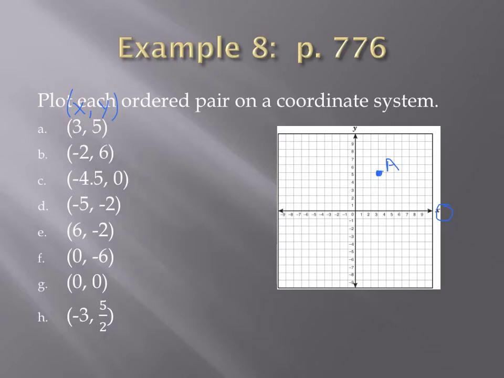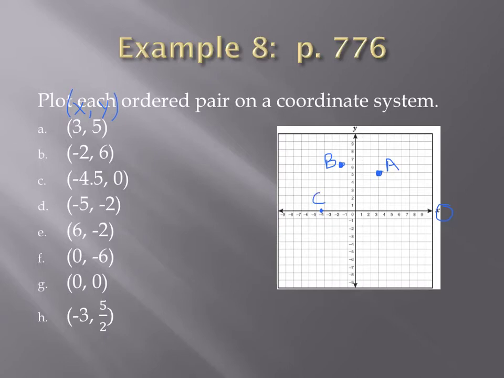B is -2, 6. So remember, negatives are everything to the left of 0 on the x-axis or below 0 on the y-axis. So since x is first, we'll go over to the left to -2. And then +6 is going to be up 6. So that's point B. C is -4.5, 0, so -4.5, and then up and down 0, so that's going to be on the x-axis. And 4.5 is between the 4 and 5, so that's C.